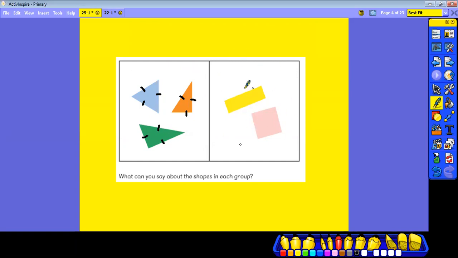What about these shapes, children? How many sides do these shapes have? 1, 2, 3, 4. So the yellow shape has 4 sides. I wonder if you know the name of that shape. Bet you're calling it out to me now. 1, 2, 3, 4 sides. So this group is a set of 4-sided shapes, and this group is a set of 3-sided shapes. Can you name the yellow and the pink shape? I wonder if you can.